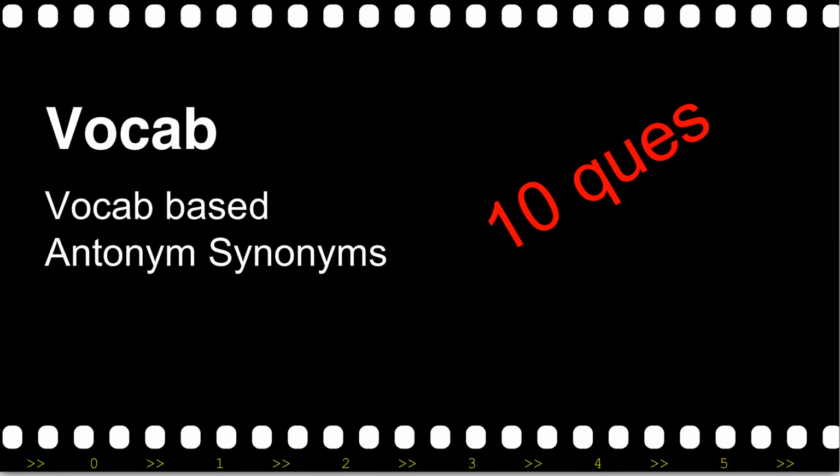Number 5 is vocab. 10 questions based on vocab, directly vocab based questions, antonym, synonym, all included. There will be 10 questions. So if I join fill in the blanks and vocab, 20 questions out of 40 questions are based on your grammar and vocabulary, which you can't ignore. Now this is traditionally different from the CAT exam.